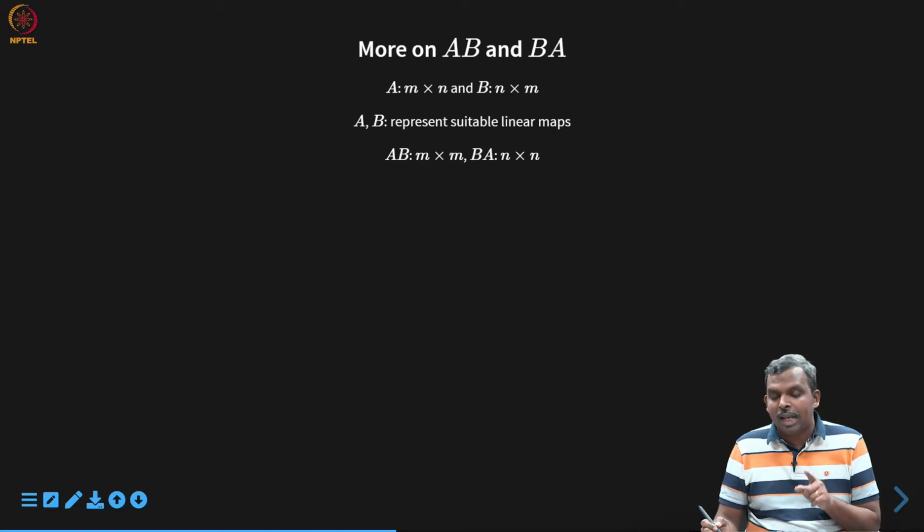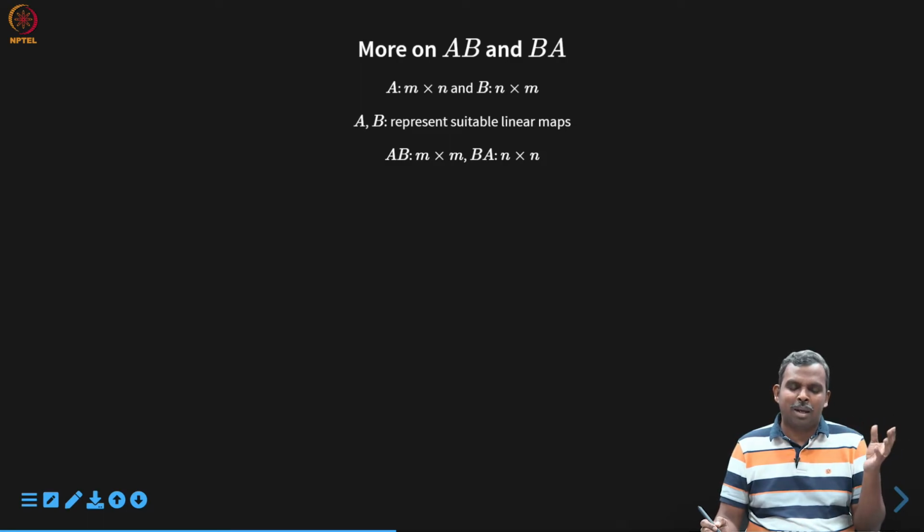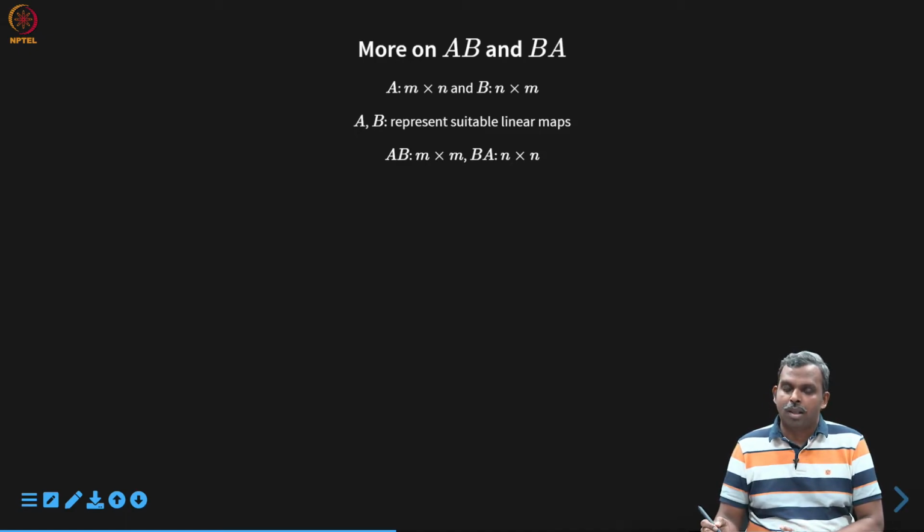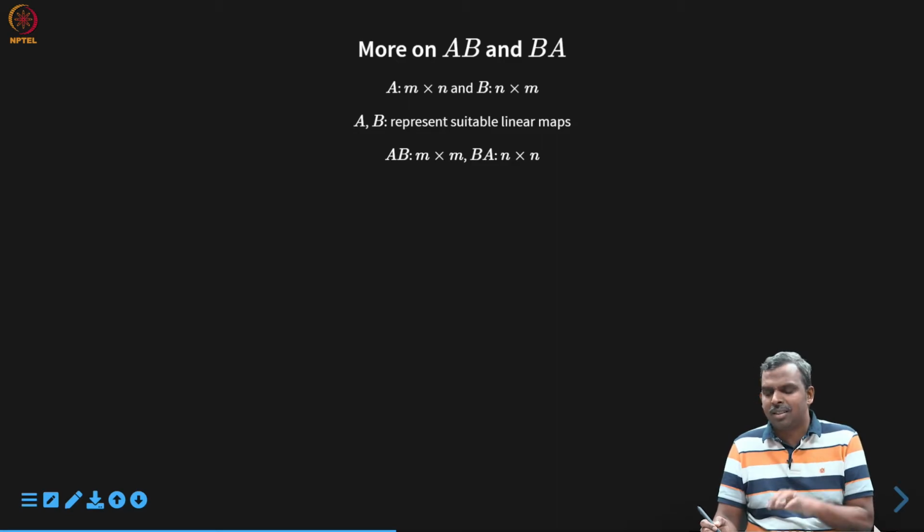A is an M cross N matrix and B is an N cross M matrix. Let's say A and B represent suitable linear maps S and T. They are M cross N and N cross M. Now, AB will be M by M and BA will be N by N. So here is a similar situation to before, except that previously we thought of linear maps in an abstract way. Here I am talking about matrices specifically.